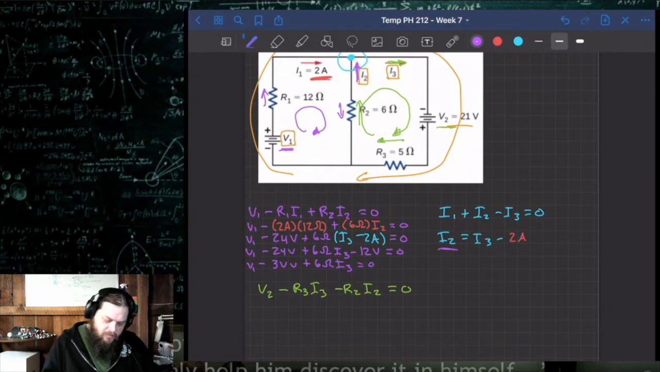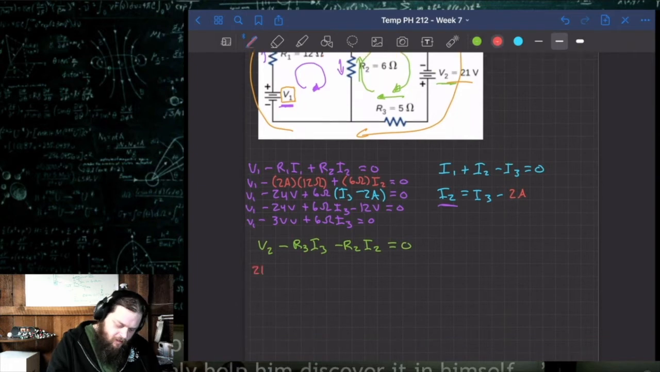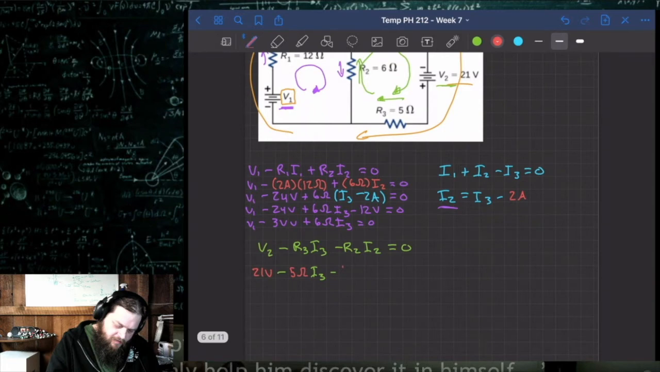Let's move on to the green equation, because we still have 2 unknown variables in that purple one. Plug in the values we know. V2 is 21 volts. I'm going to subtract from that R3, which is 5 ohms, times I3, minus R2, which is 6 ohms, times I2. We can substitute in I2 from over here. So that's going to be I3 minus 2 amps, is equal to 0.